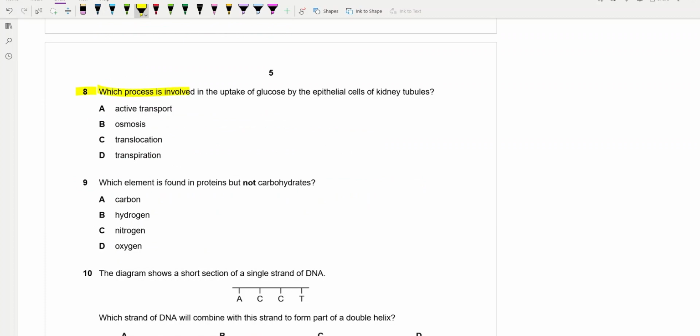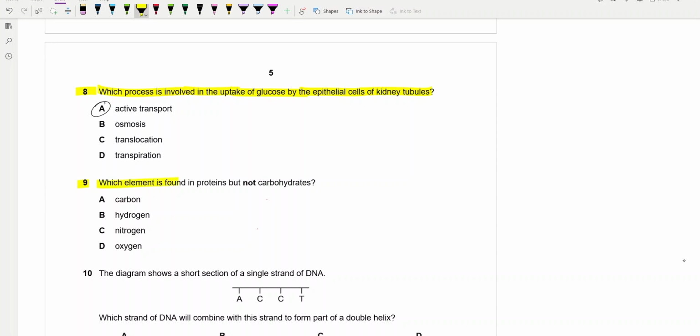Question number 8. Which process is involved in the uptake of glucose by the epithelial cells of kidney tubules? So the concentration is high outside. The process which is required is called active transport. The correct option would be option A.